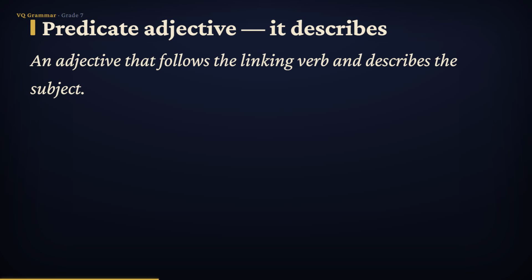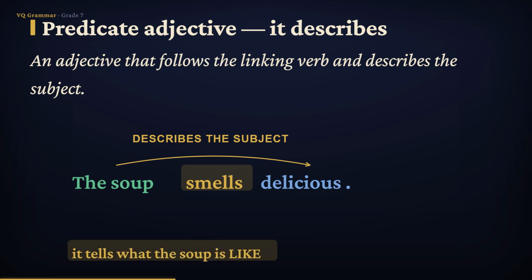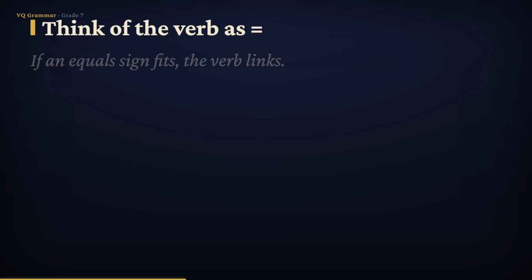Other times, the linking verb connects the subject to a predicate adjective instead. A predicate adjective follows a linking verb and describes the subject. It tells what the subject is like. Here's one: the soup smells delicious. The verb smells links the soup to the word delicious, and delicious describes the soup. It tells us what the soup is like. So delicious is a predicate adjective. Notice the verb smells is not an action here. The soup isn't doing any smelling. It is simply linking.